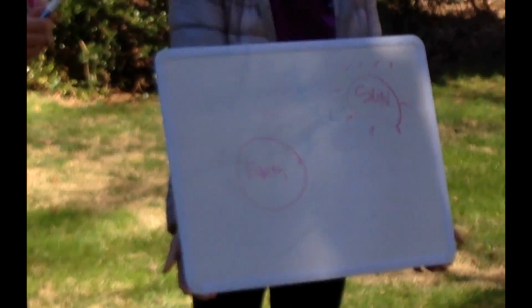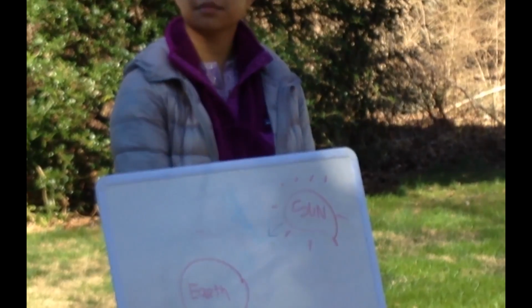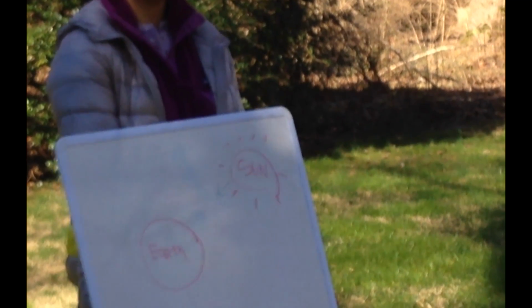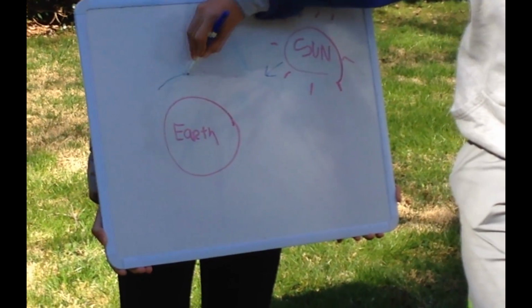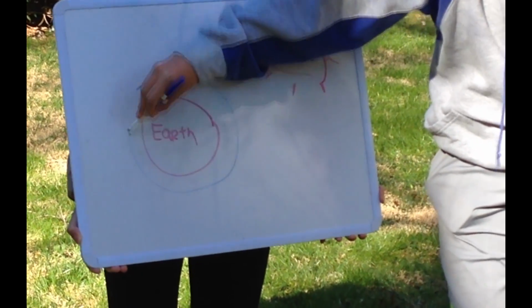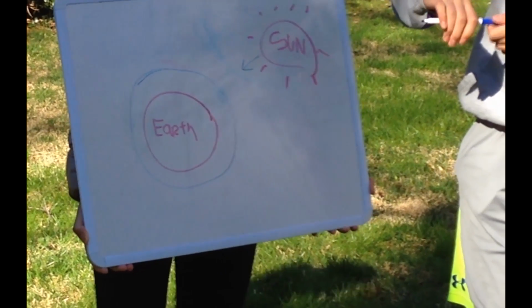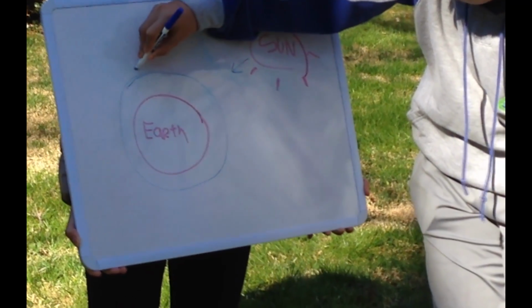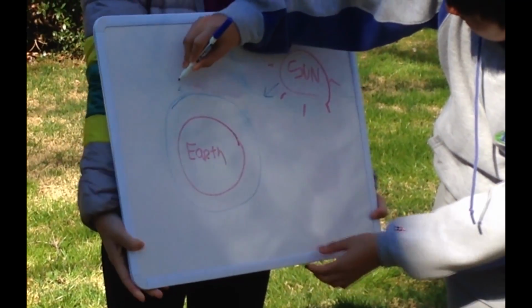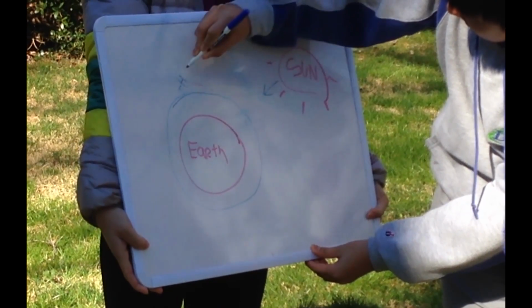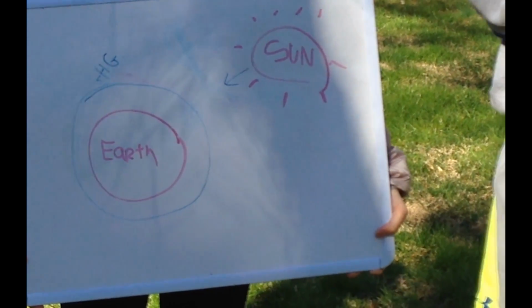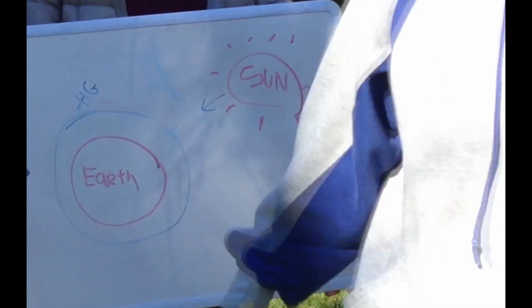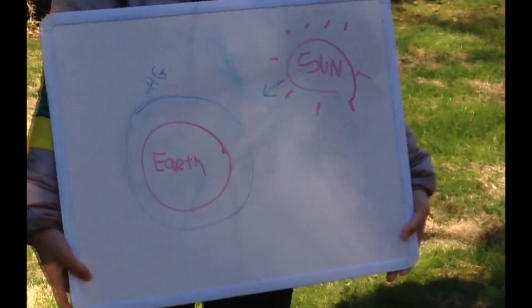So which one of our students can draw where we think the greenhouse gases are? Just like a blanket. That's great. Now label it GHG. Can you see that? Okay, perfect. Good job, students. Okay, so that's exactly right.